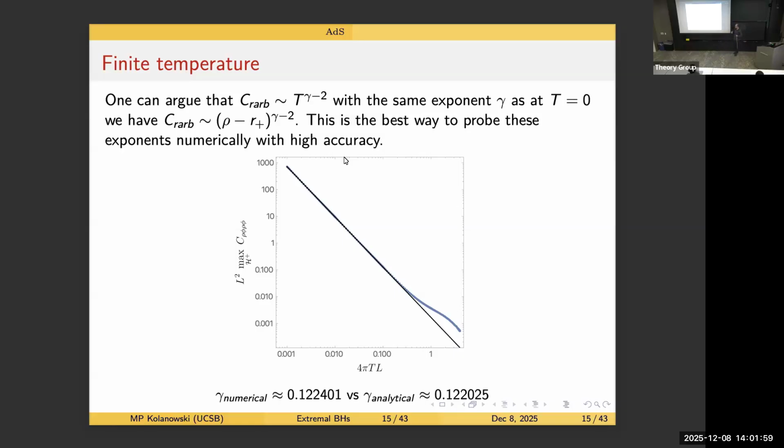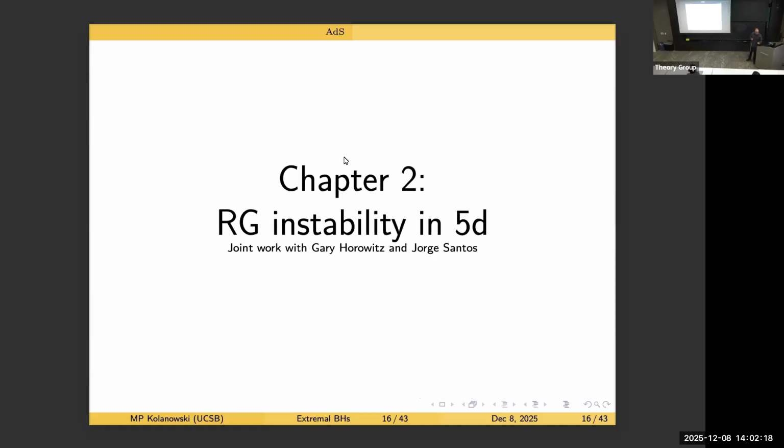In this particular case, we modified boundary conditions for the Maxwell field. So this is still Dirichlet boundary conditions, but now A_t does not decay to a constant, but to some function of the angle. Okay. So this was in 4D. And now we can go.